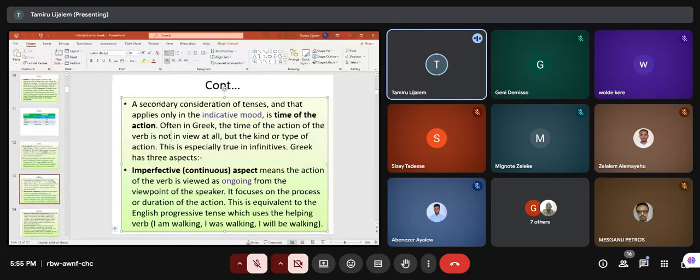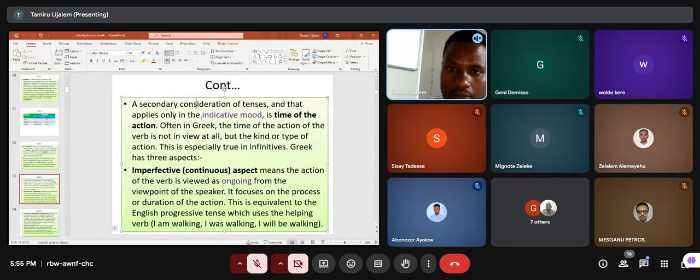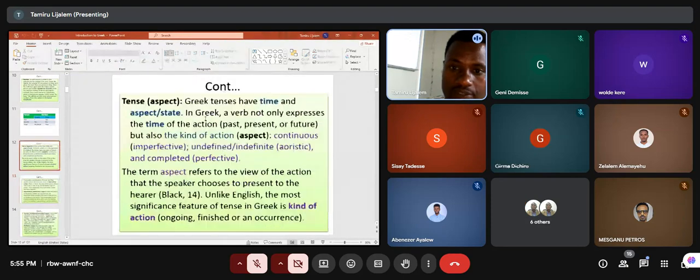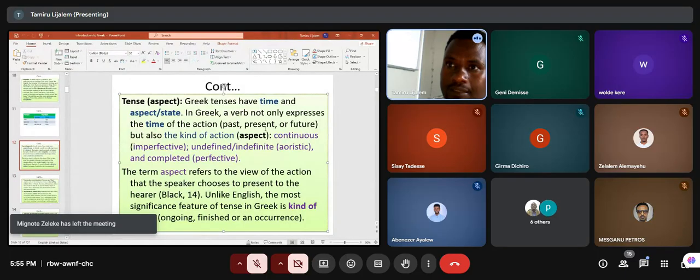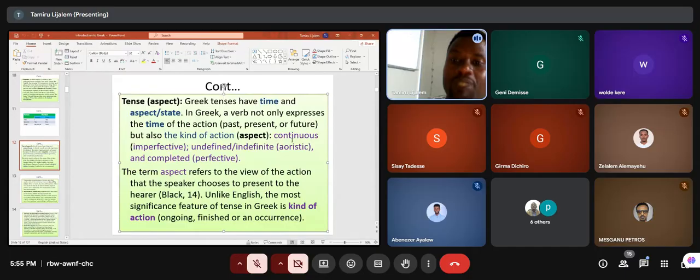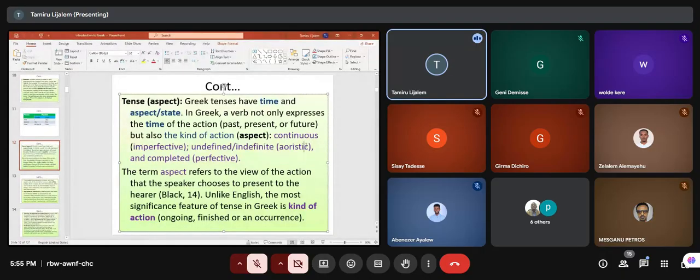We have listed all of these. If it is past continuous, we call that imperfect, past imperfect. Either heuristic, it has two probabilities, either simple present or simple past. And we have perfective, with two probabilities, either present perfect or past perfect. The other name of past perfect is pluperfect. Okay.